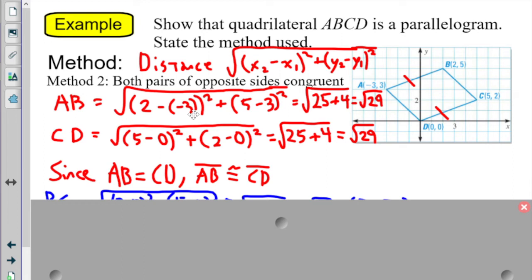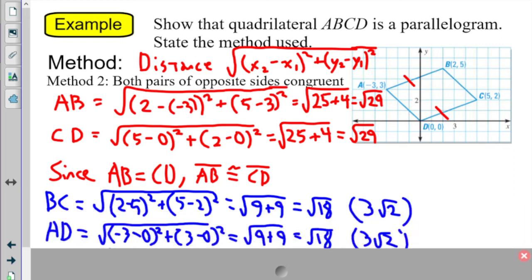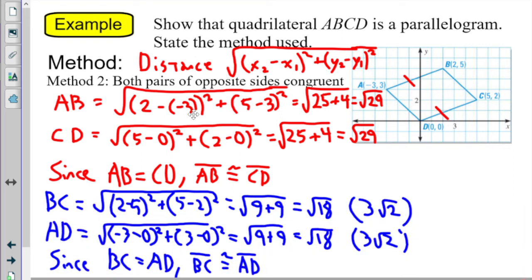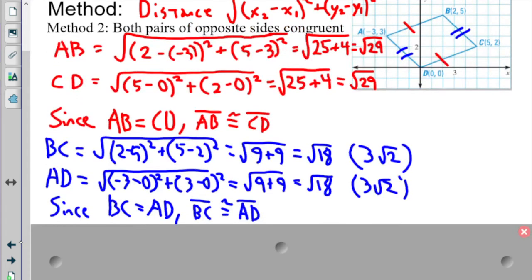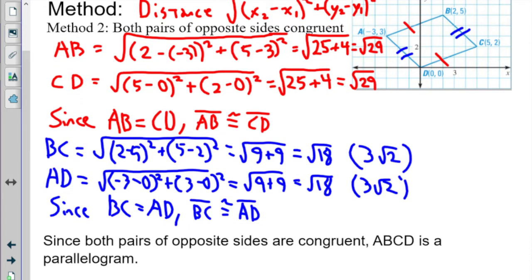So once again, I'll pause here and let you try the other pair of distances and see if you get the same distances on both of those. And the answer is on its way. You should get square root of 18, or 3 square root of 2 if you're simplifying your square roots. Either way, both of those have the same distance, which means that my pairs of opposite sides are congruent. Which gives me both pairs of opposite sides being congruent, which means that we have a parallelogram.